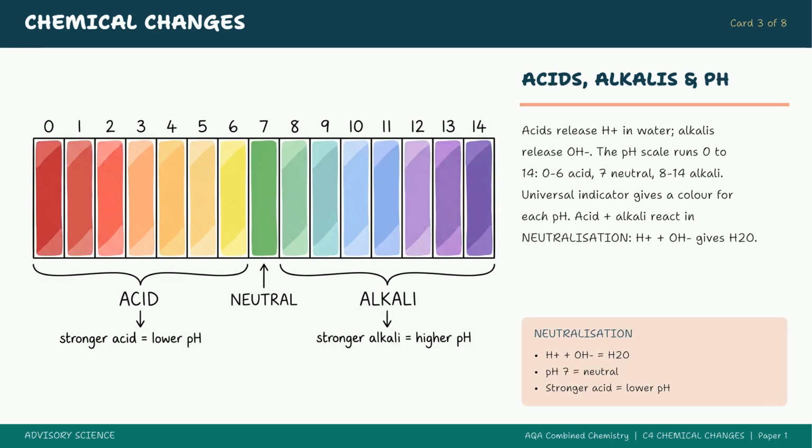Acids, alkalis and pH. Acids release hydrogen ions in water. Alkalis release hydroxide ions. The pH scale runs from 0 to 14. 0 to 6 is acidic, 7 is neutral, and 8 to 14 is alkaline. Universal indicator gives a colour for every pH. Red for strong acids, green for neutral, and purple for strong alkalis.